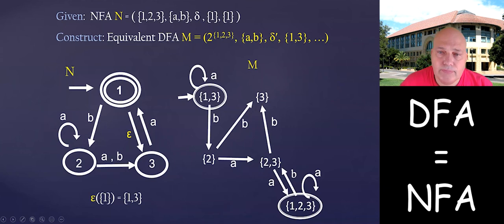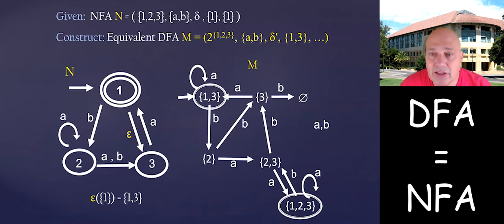And now we still need to define the transitions from {3}. With A, from 3 you reach 1, and the epsilon closure of 1 is {1, 3}. And how about B? With B, from 3 you reach nothing, right? There is no B transition, and the epsilon closure of the empty set is empty, so this is the empty set. Once you're in the empty set, then you stay put. There is nothing more that you can do.